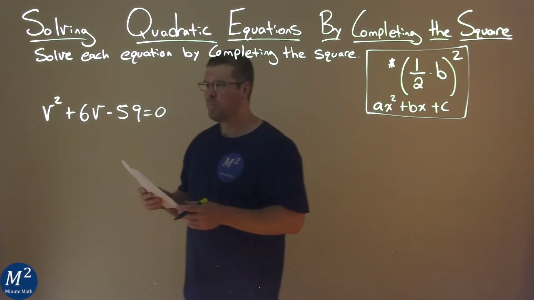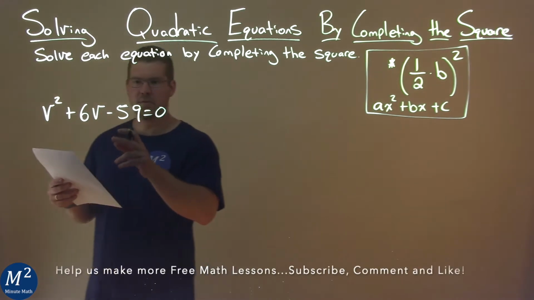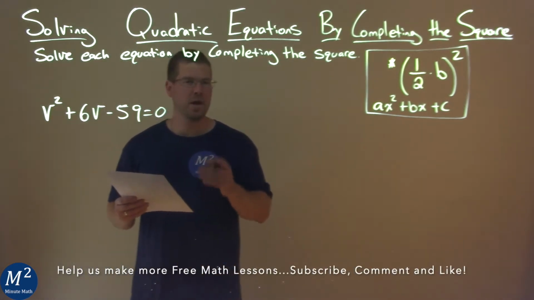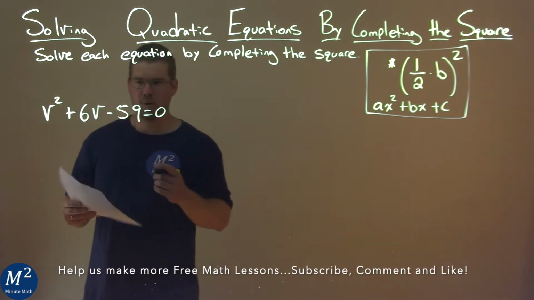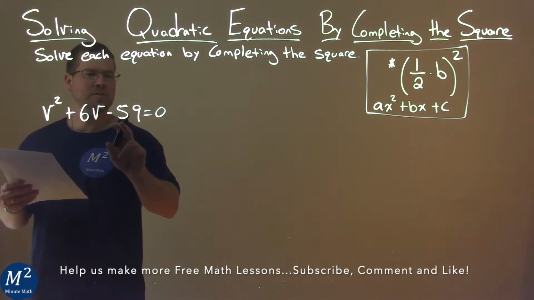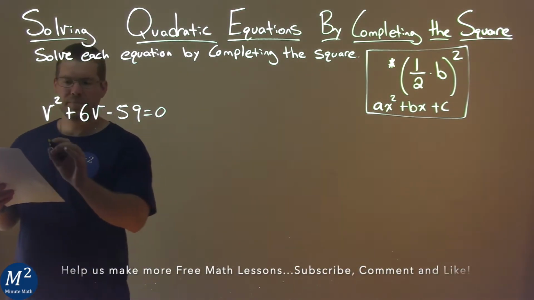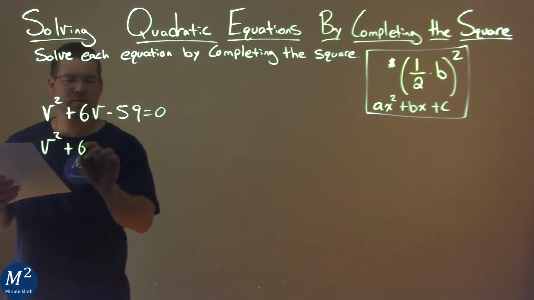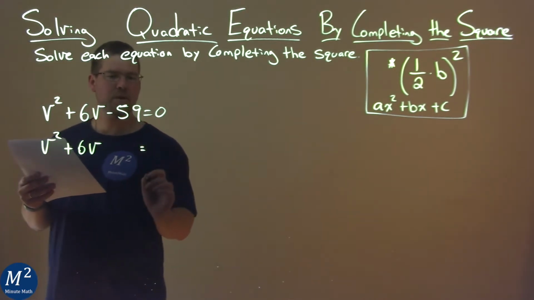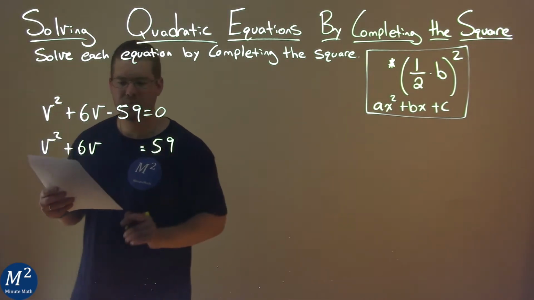We're given this problem right here. V squared plus 6v minus 59 equals 0, and we need to solve this by completing the square. First thing I want to do is bring this 59 to the right-hand side. So we have v squared plus 6v, I'm going to leave some space, equals a positive 59.